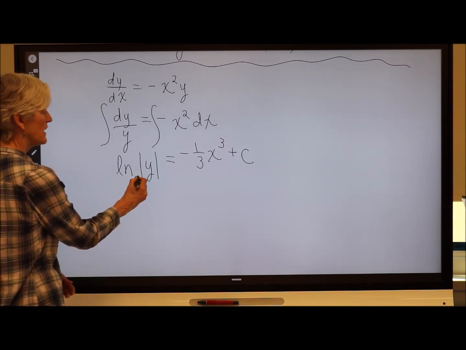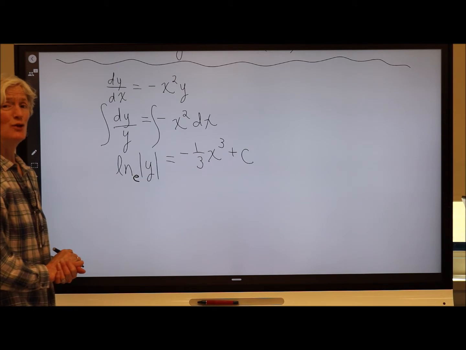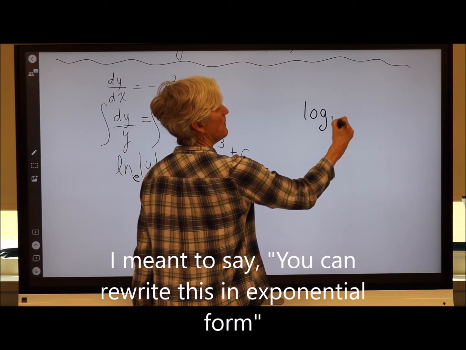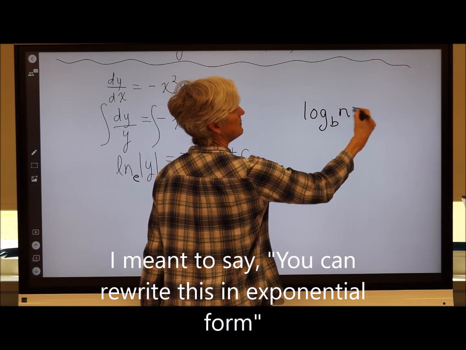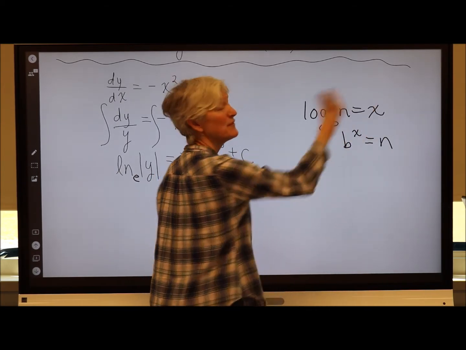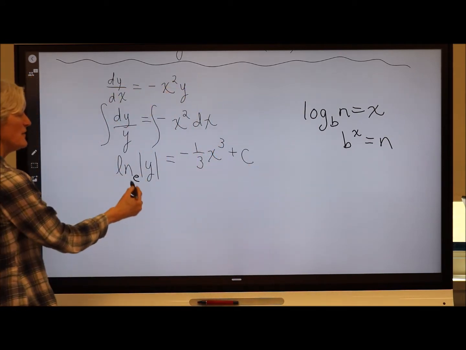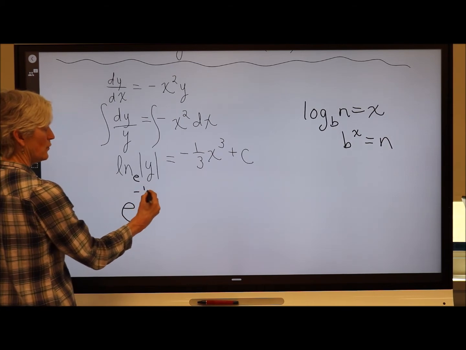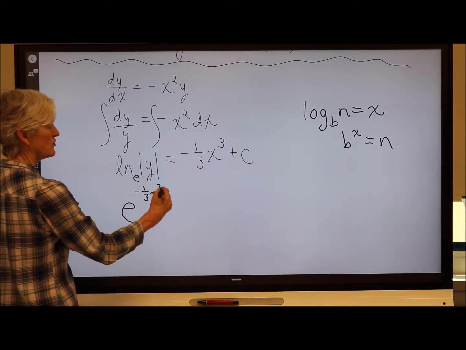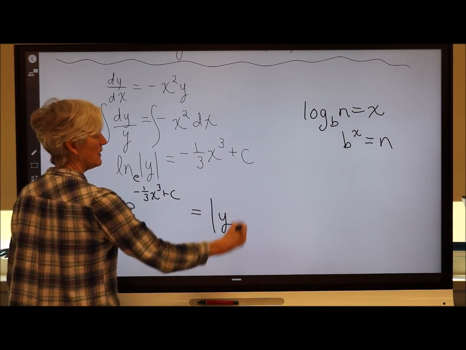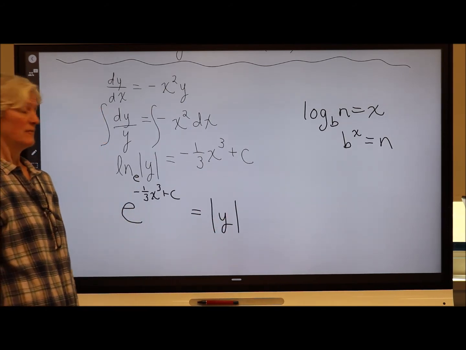Let's remember you have a little invisible e there. You could rewrite this in log form. Remember our b to the x equals n. That's the definition of a log, right? So I have e raised to that exponent, e raised to that whole shebang equals the absolute value of y. Very cool.